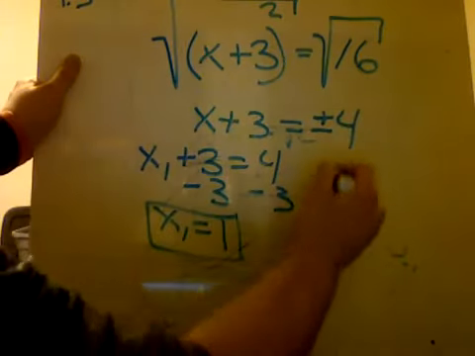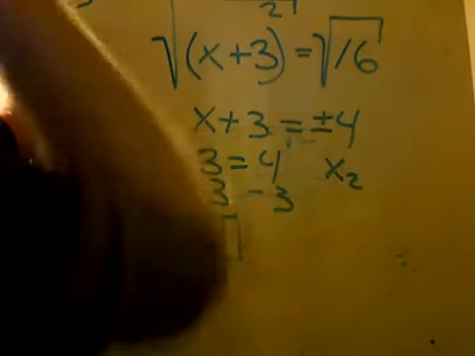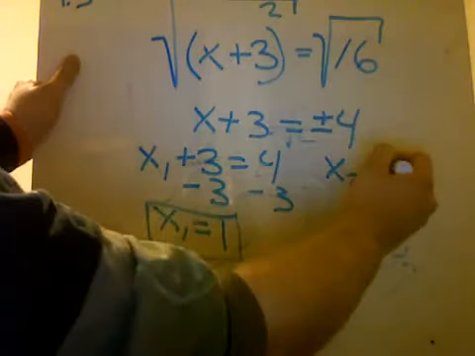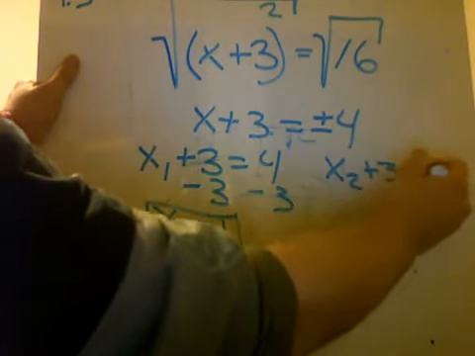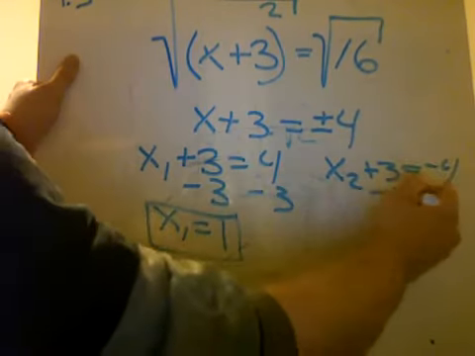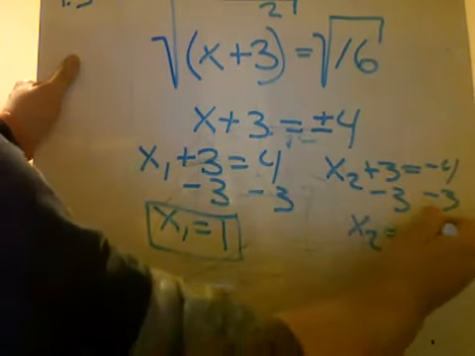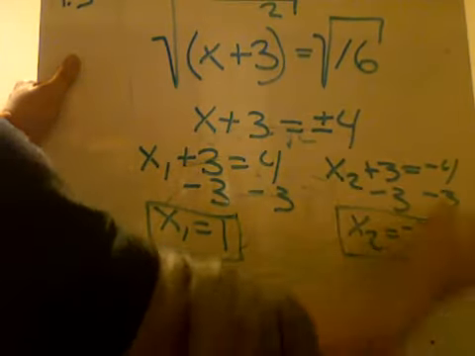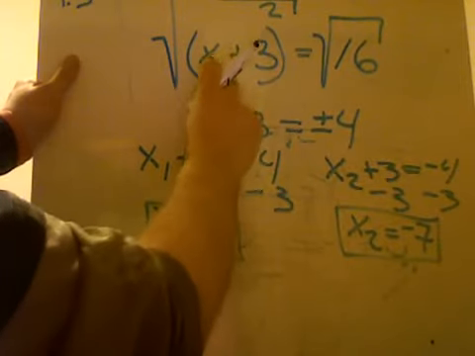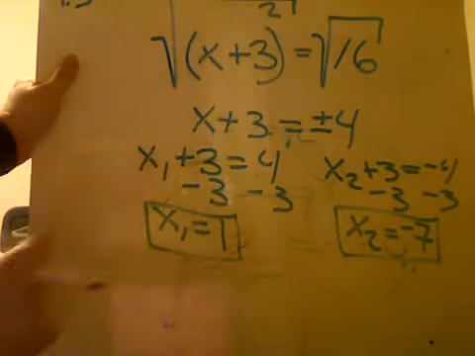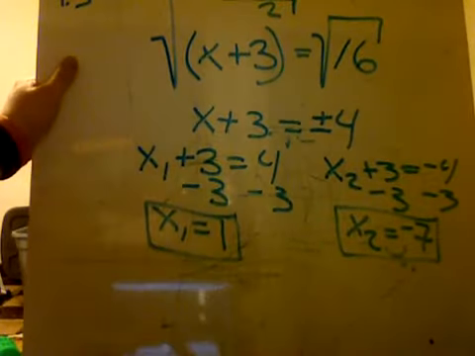Okay? There's another possibility. I take x2 plus 3 equaling negative 4. So now I'm going to subtract 3, x2 would be equal to a negative 7. See if that works. Negative 7 plus 3 is a negative 4. Negative 4 squared is positive 16. So they both work.